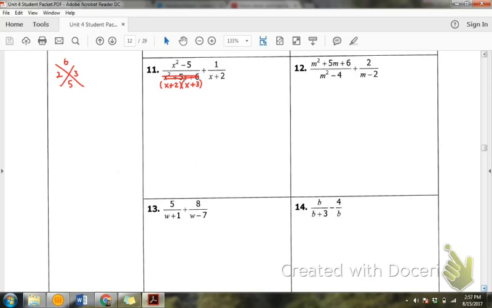Okay, so what is the second fraction missing that the first one has? Good, x plus 3. So on top and bottom, we're going to get an x plus 3. Is the first fraction missing anything? It's the same, right? X plus 2, x plus 3, x plus 2, x plus 3.